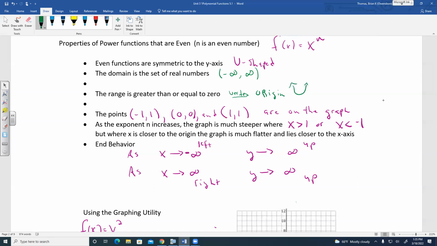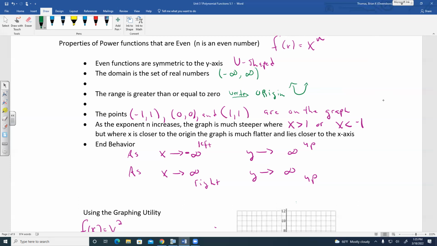Some key points that we'll be plotting: negative 1, 1; 0, 0; and 1, 1. They're going to exist on all these graphs that look like this. Also, we pick up on this: as the exponent n increases, the graph is going to become much steeper where x is greater than 1, or where x is less than negative 1. So the graph is going to shoot up much more sharply vertically.